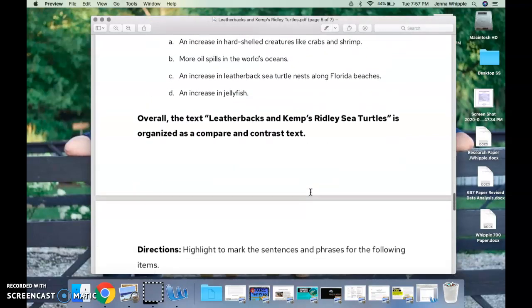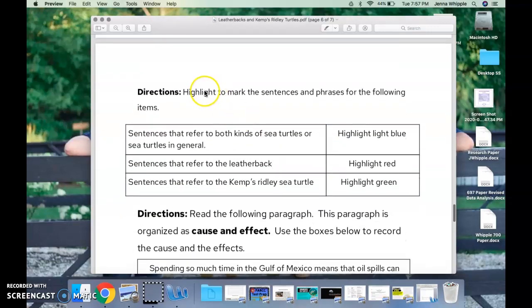Scroll further down. It says overall the text Leatherbacks and Kemp's Ridley Sea Turtles is organized as a compare and contrast text. Highlight to mark the sentences and phrases for the following. Throughout the article, you are going to highlight light blue sentences that refer to both kinds of sea turtles or sea turtles in general. So if it's talking about both or any kinds of sea turtles, that will be light blue. Sentences that refer to the leatherback, so specifically the leatherback sea turtle, you're going to highlight red. And sentences that refer to the Kemp's Ridley sea turtle, you are going to highlight green.